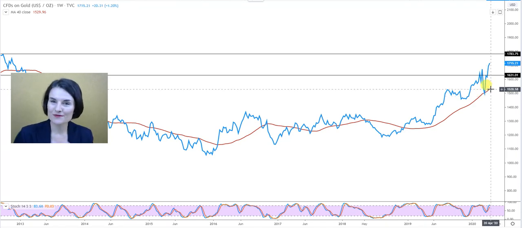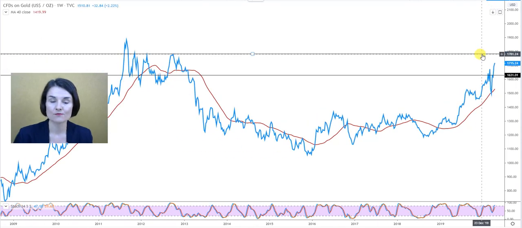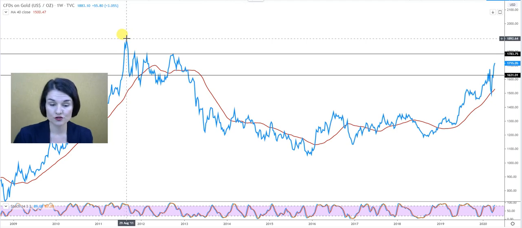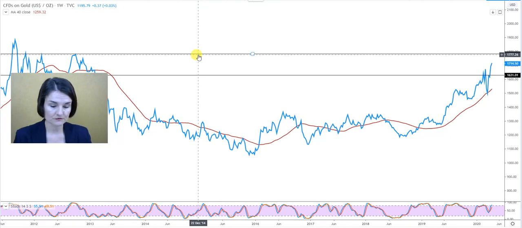The 40-week moving average, as I've said, is a support, so the long-term sentiment is positive. 1,783 is a possible target, and then obviously that record high in the week of the 29th of August 2011 at $1,892 is the next big test and next big resistance that we can go and test to see whether the momentum can escalate even further.